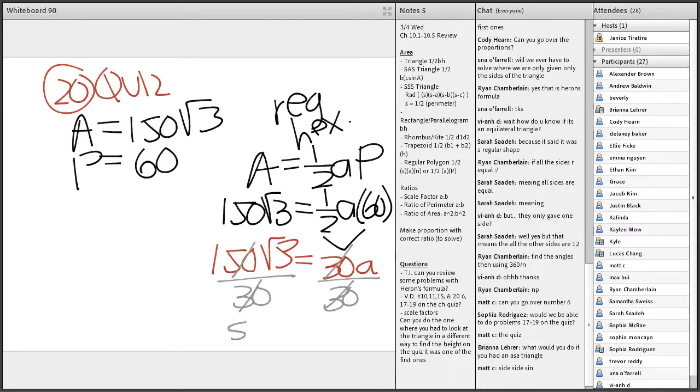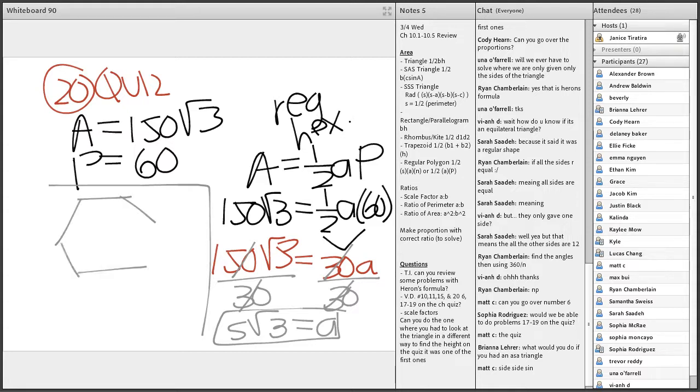So that gives me 5 rad 3 is the apothem. Ooh, I found it. That's part A. And I'm not writing any units today, but make sure, Tira's class is very picky about units. So write inches or square inches, okay, depending on area or side. Okay, now what's the radius?